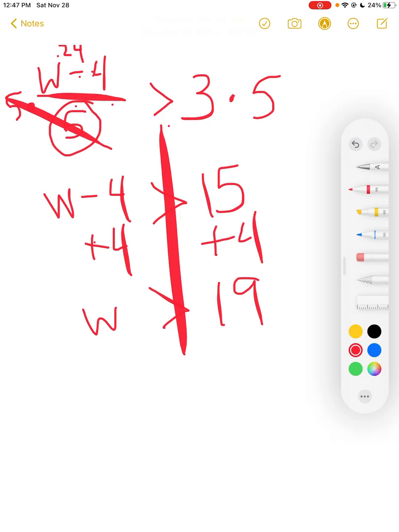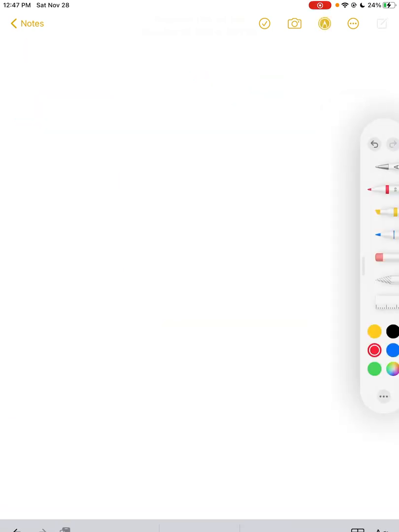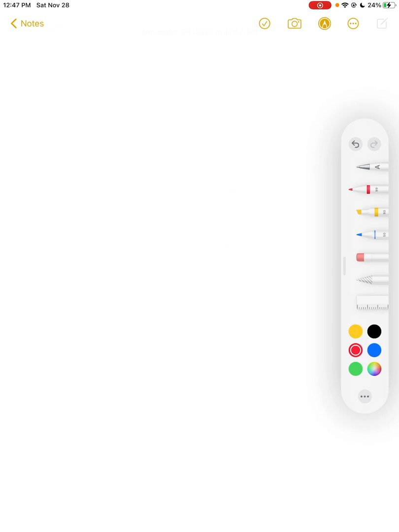Remember, for graphing, I'm not going to go through the whole graph. Your numbers should have been 18, 19, and 20. Open circle because it was not or equal to, and w was greater, so we should have shaded up towards 20. Let's try a few more together.